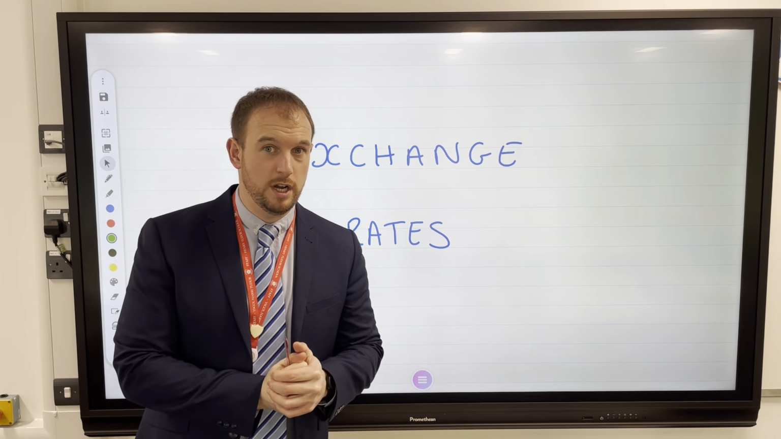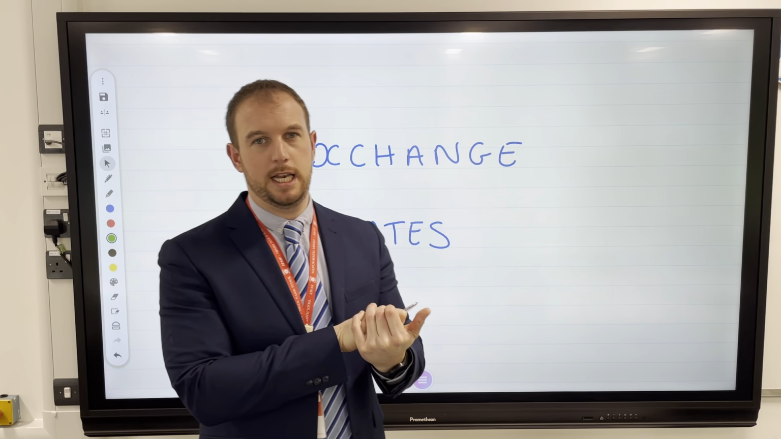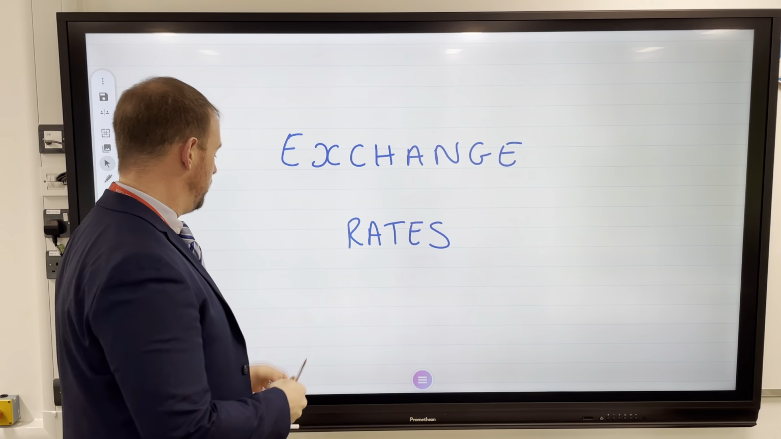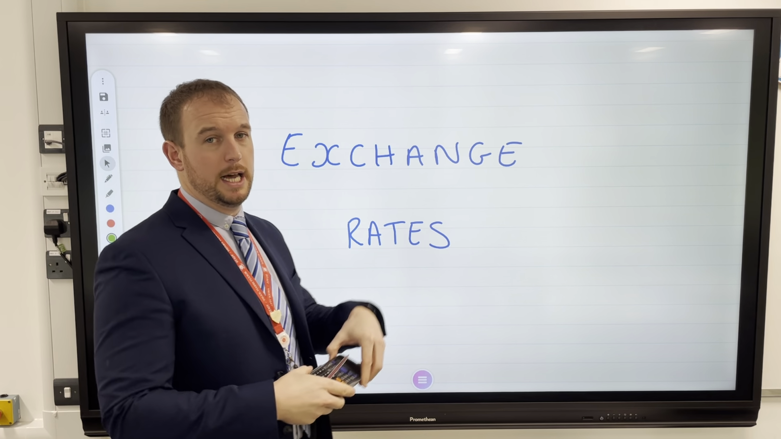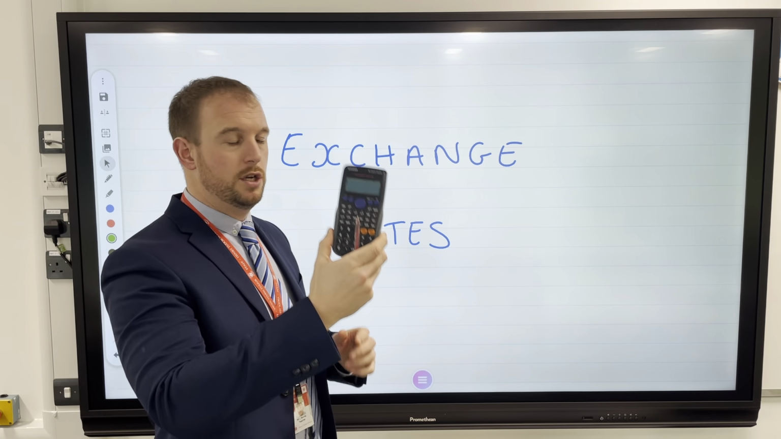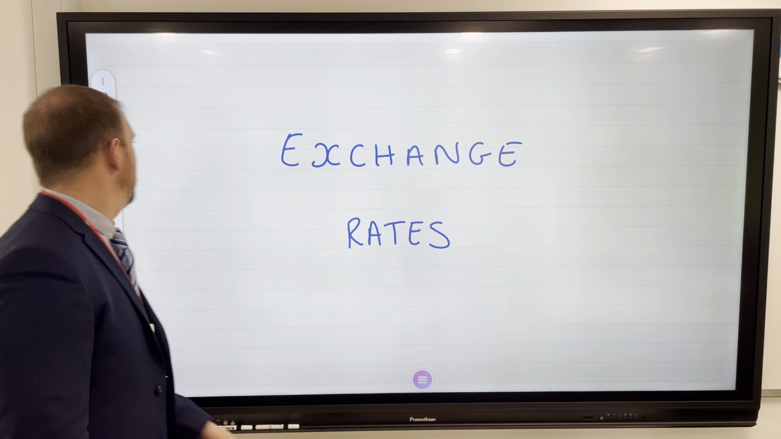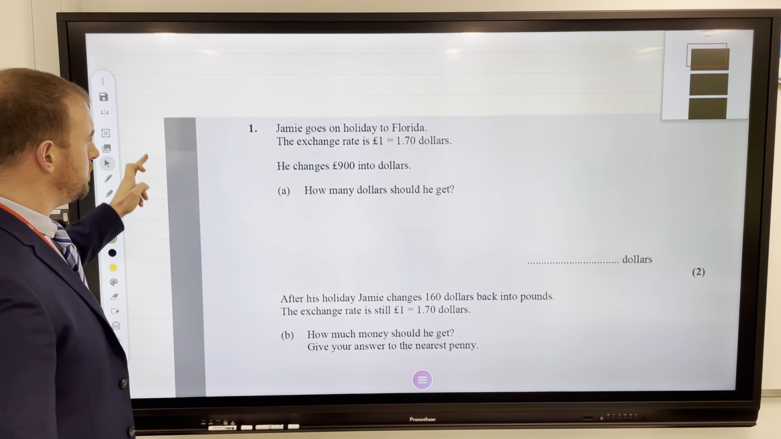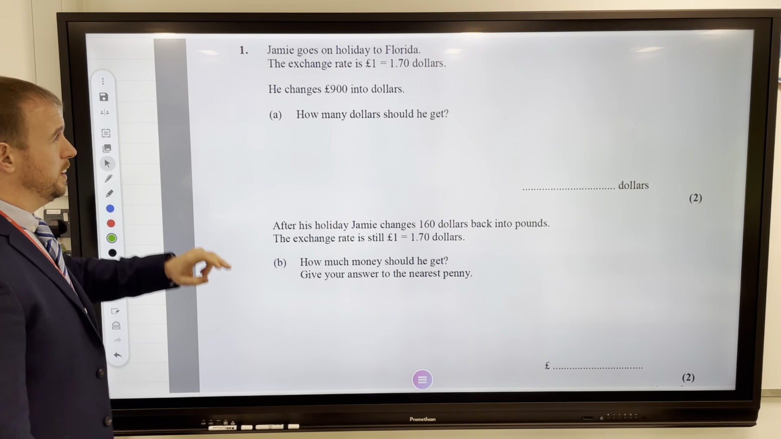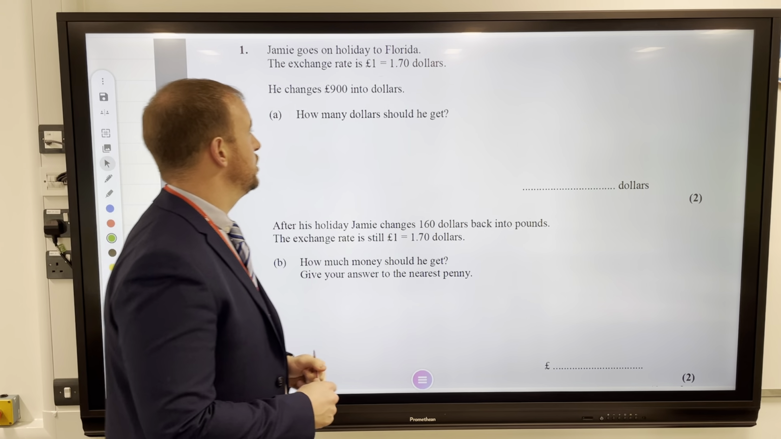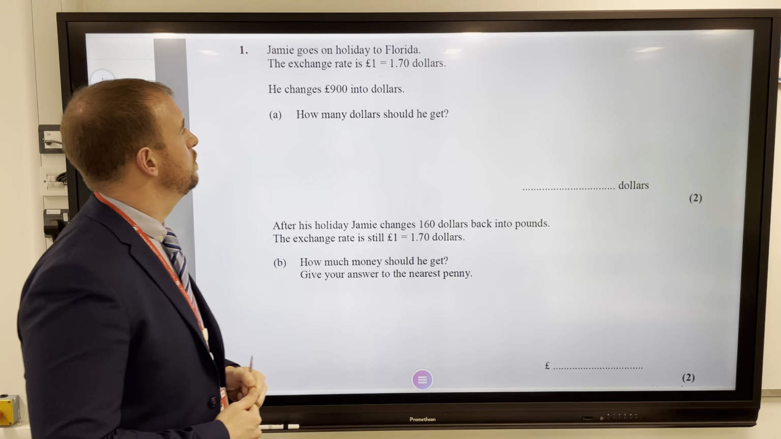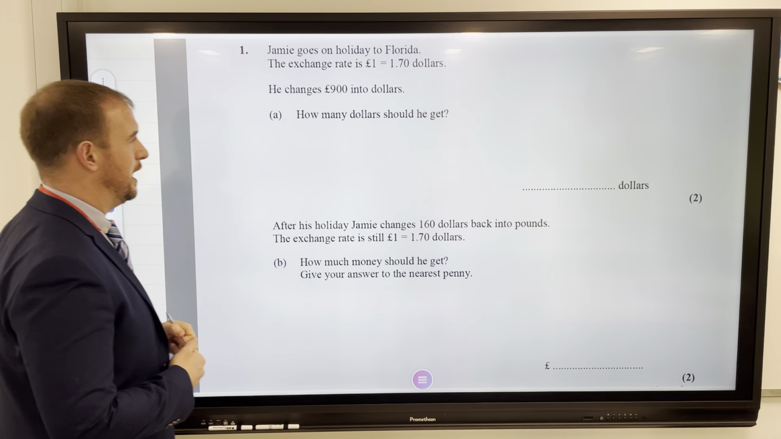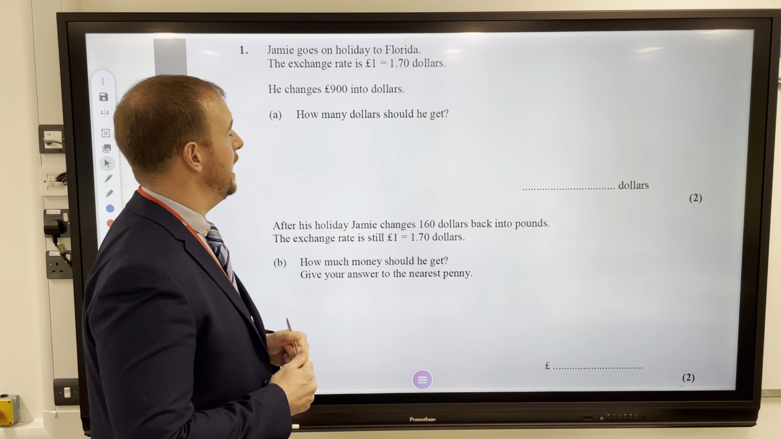So, exchange rates. We're looking at converting money from pounds to dollars, etc. You are allowed to use a calculator with exchange rates, so get one ready, and then we'll have a look at these questions. Jamie goes on holiday to Florida. The exchange rate is £1 to $1.7, and he changes £900 into dollars. How many dollars should he get?